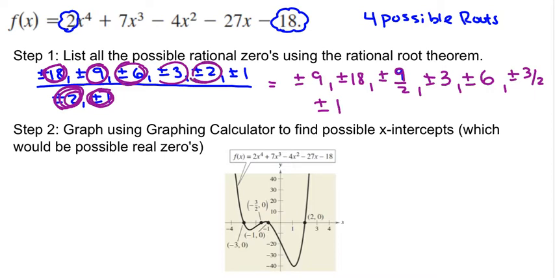And then 2 over 1, which is 2. And then 1 over 2, which is 1 half. And then 1 over 1, which is already up there. So these are all the possible rational roots.